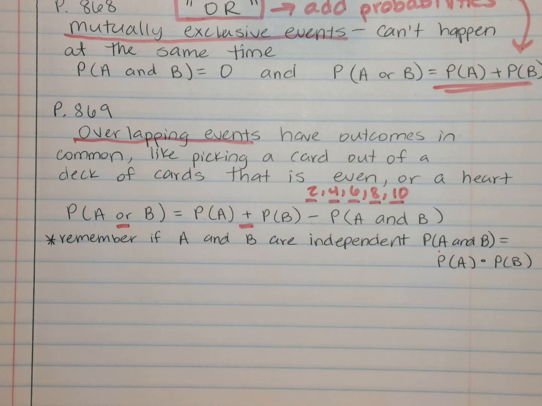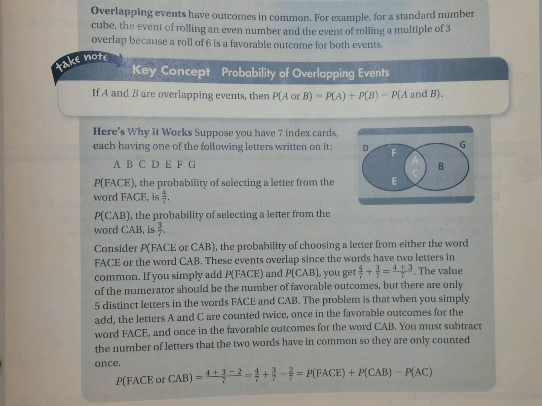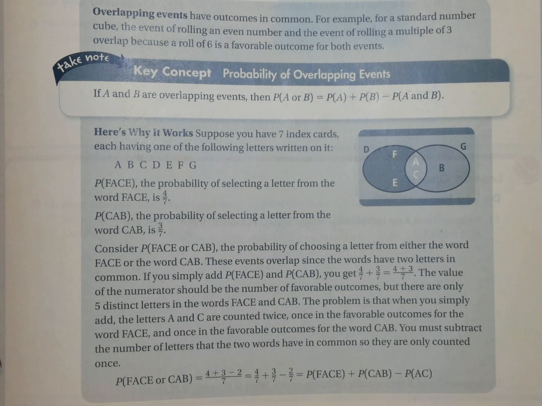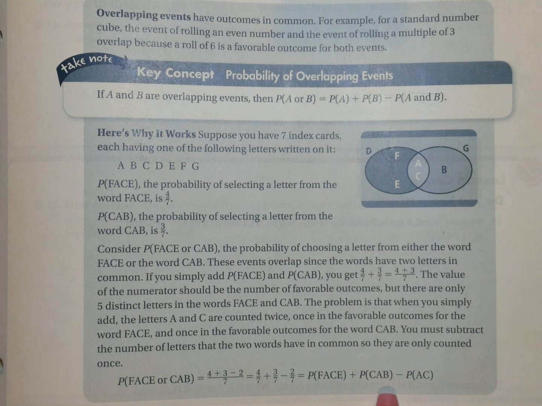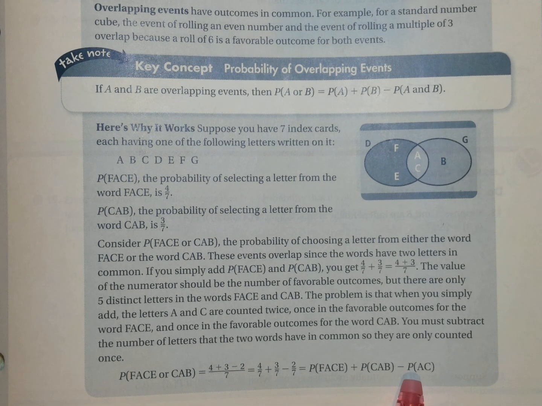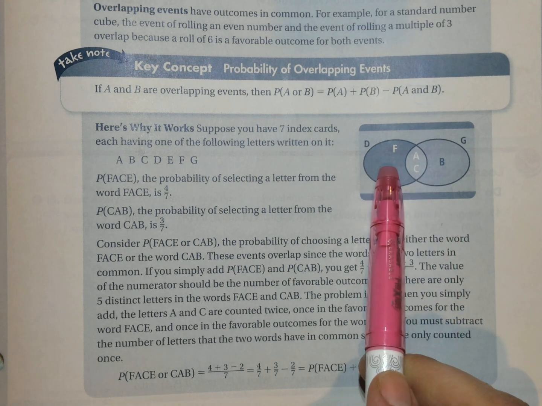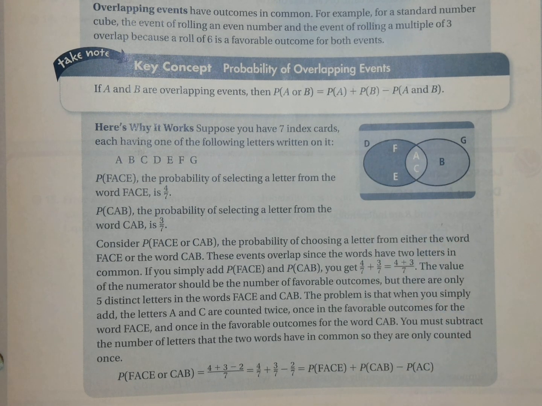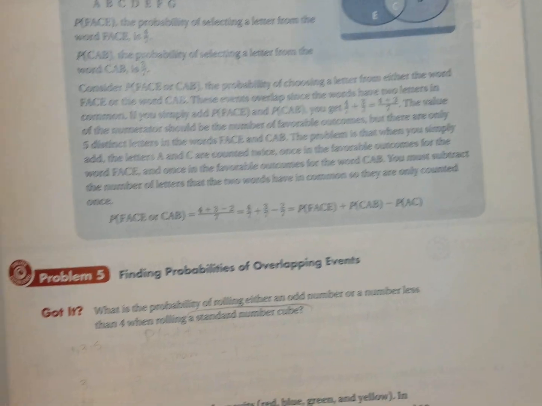Okay, so let's do a couple examples. This is on page 869. Let me move some stuff around. So you can look through this if you get confused or if you want to try to understand it better, which you should hopefully. Read through this. It's pretty interesting and it helps you understand what we mean by overlapping. It's the ones that they have in common in both events. Okay. But anyways, let's go ahead and do an example because these notes are getting kind of long.